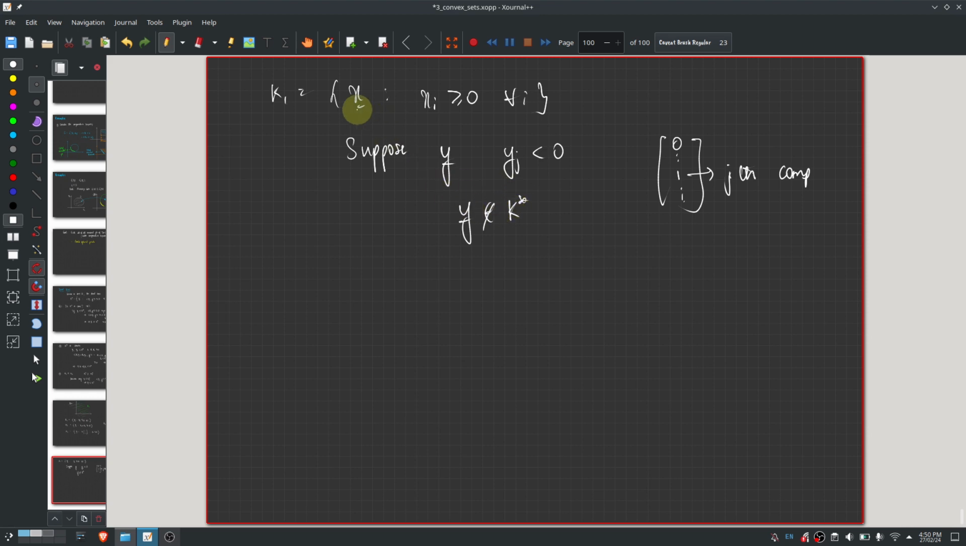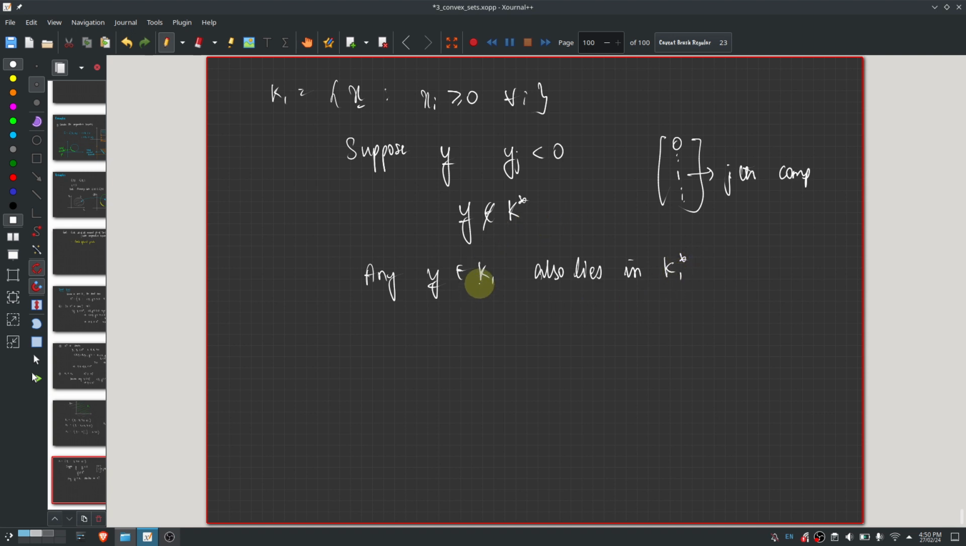Then the inner product with every vector in k1 will also be greater than or equal to 0, because you are just taking a sum of non-negative numbers, right? So any y that belongs to k1 also lies in k1 star.